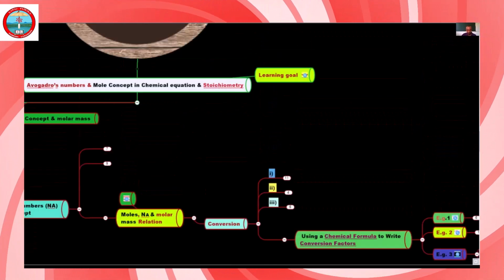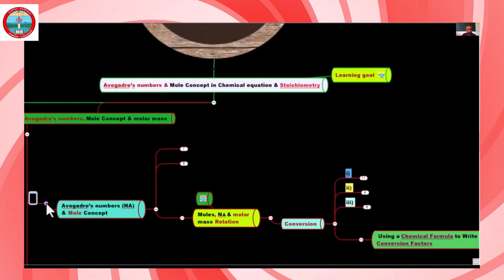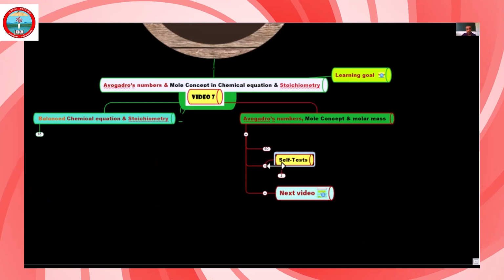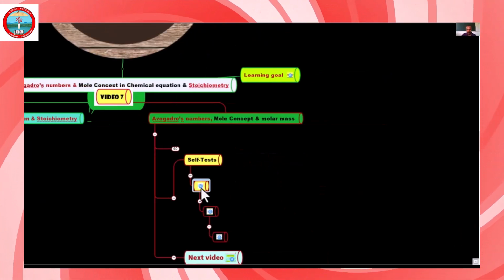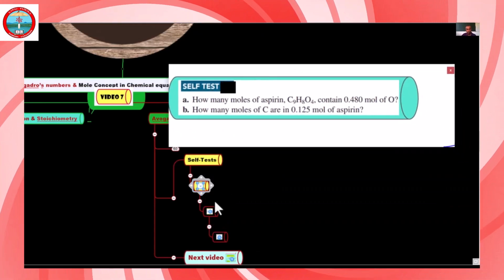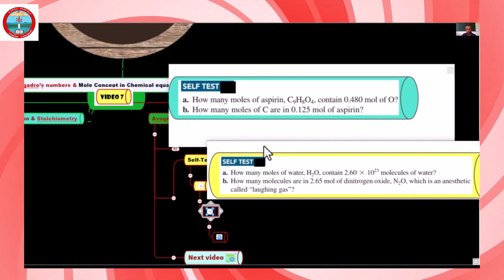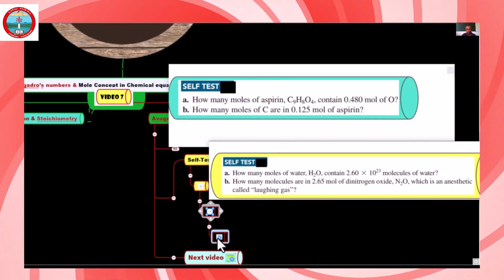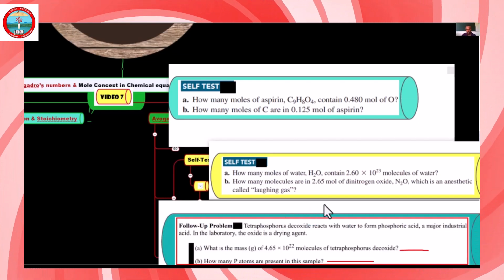And this is all about today's lesson, and you will have some self-learning activities. The first activity is this one, activity 1. The second activity is this one, and the third activity is this one. So try to do these activities by yourself.